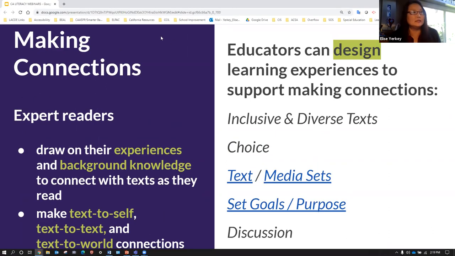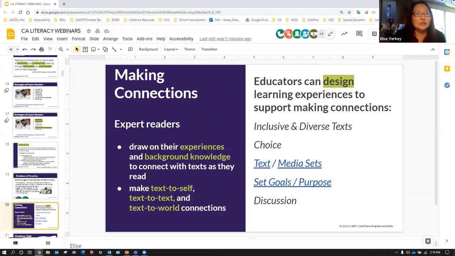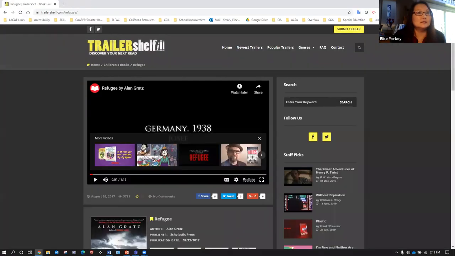one link here. One thing that I would like you to consider is the use of book trailers. So this is a website that has a number of book trailers, and book trailers are exactly what they sound like. They're movie trailers, except they're for books. And they're starting to be very widely used because we have a very media savvy, media hungry generation of students.